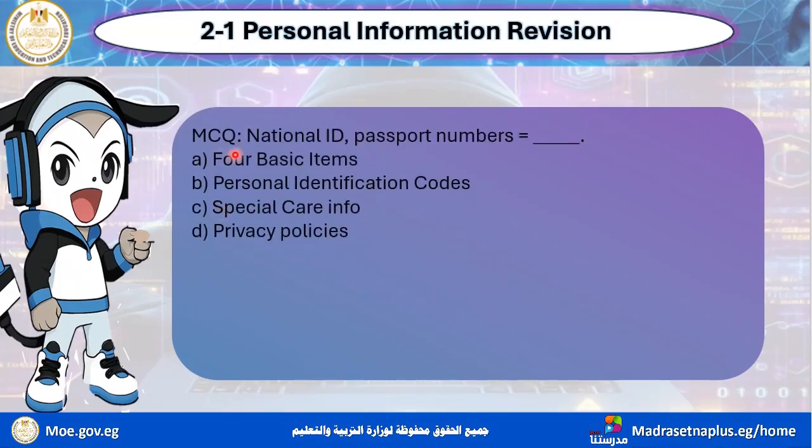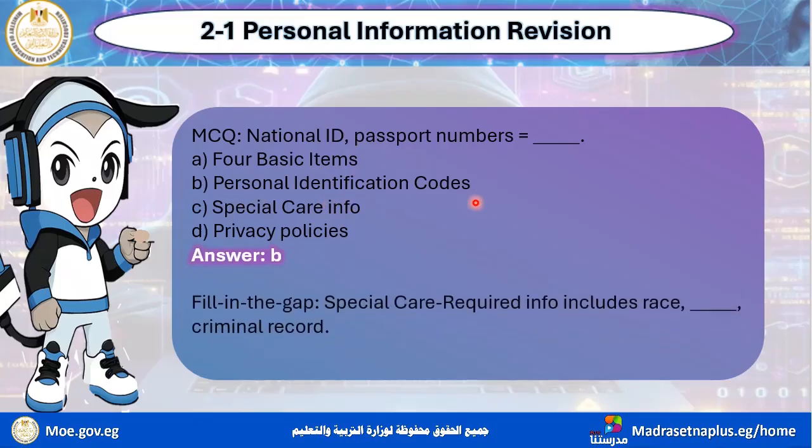An MCQ question. National ID and passport numbers. Both of them equal four basic items, personal identification codes, special care info, or privacy policies. So, national ID and passport numbers, we call them personal identification codes.